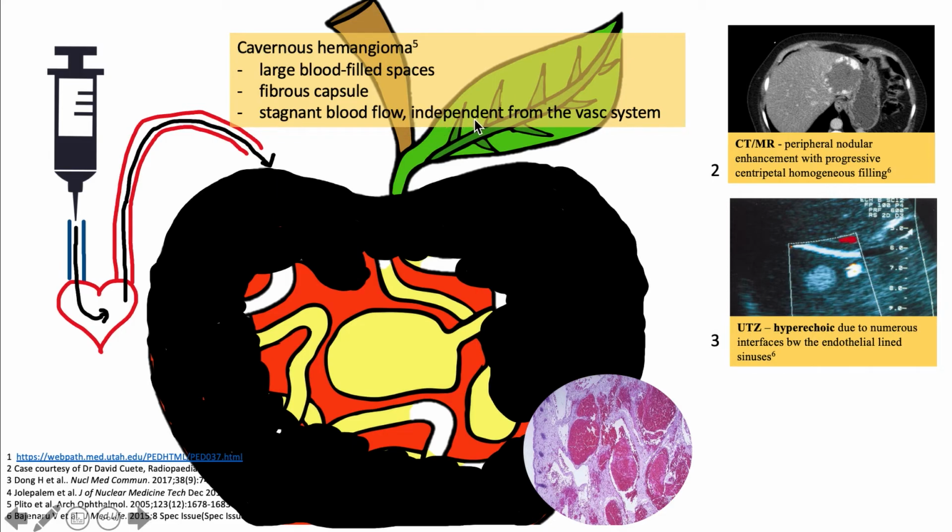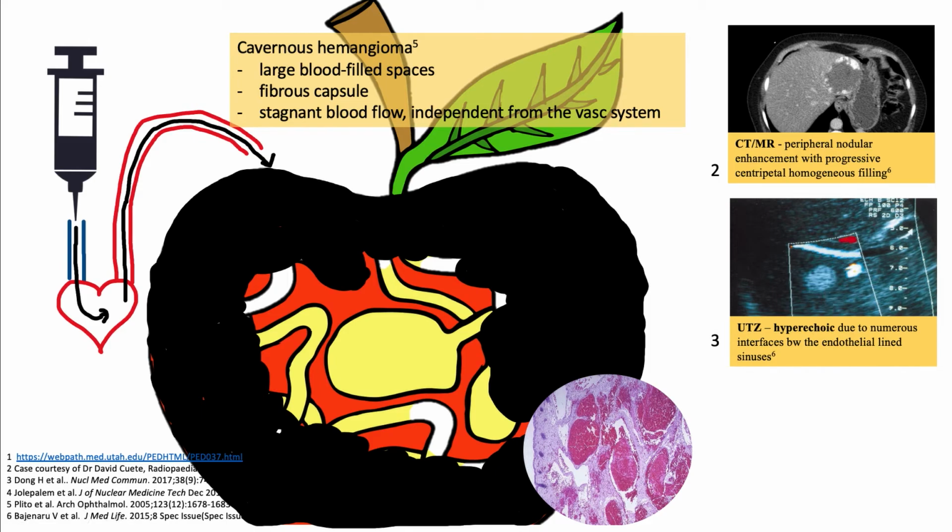Because the blood flow within the lesion is relatively independent from the vascular system, in a way, the lesion is shielded from the systemic pressure that arteries and veins are constantly under. So when you put on the color Doppler, one will not find a classic arterial or venous waveform within this cavernous hemangioma.